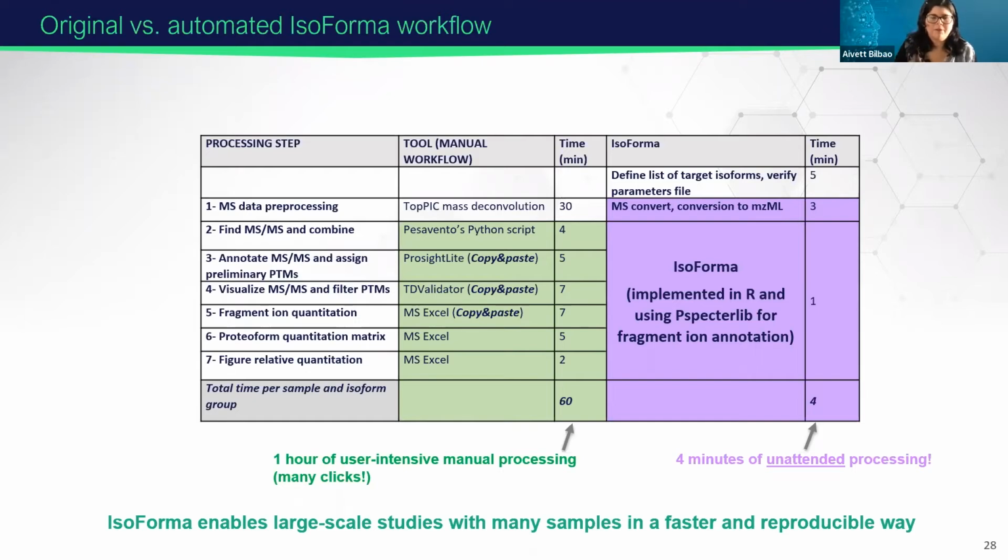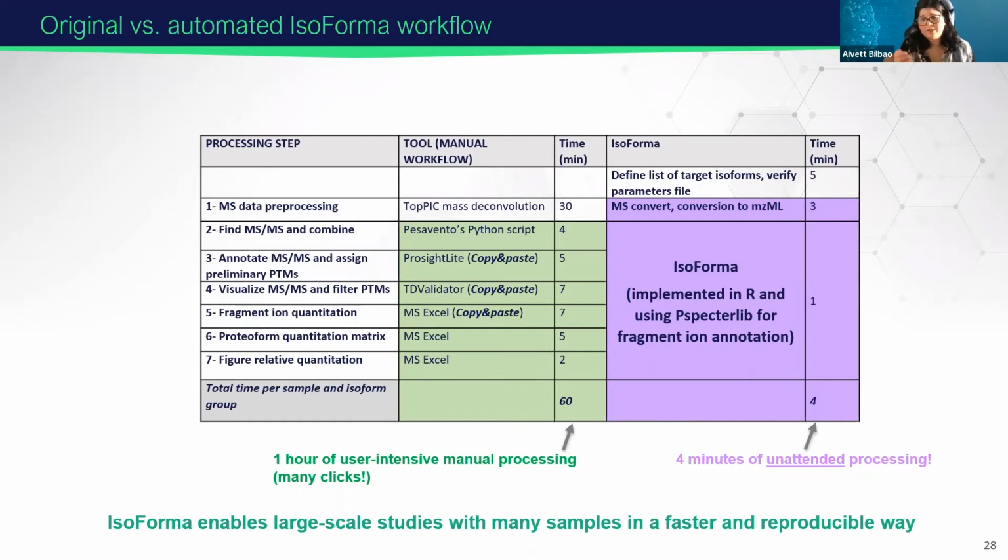This takes 3 minutes, and then David implemented Isoforma in R using the functionality from the PSpecteR library to generate the fragment annotation, to generate the theoretical fragments and annotate the experimental spectra. And then with the Isoforma code base, it's combining all the different tools, the processing of all these different tools into a single code source.